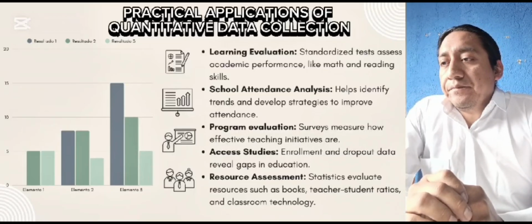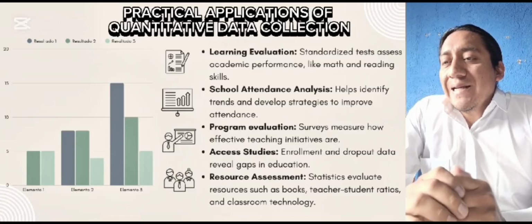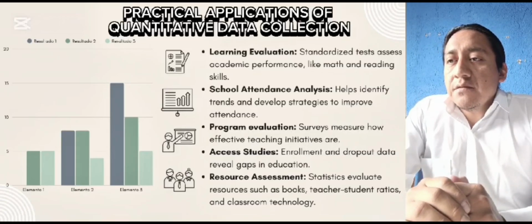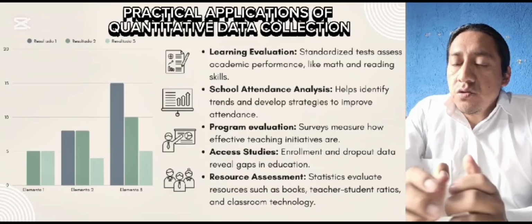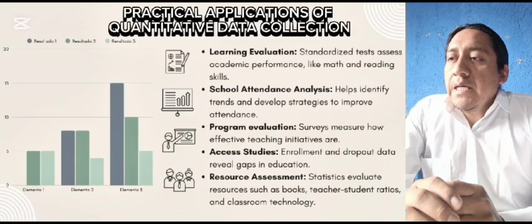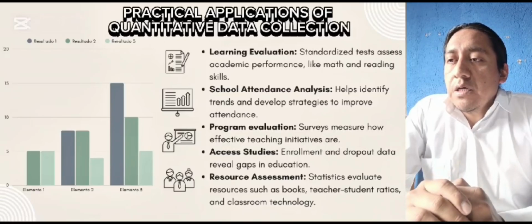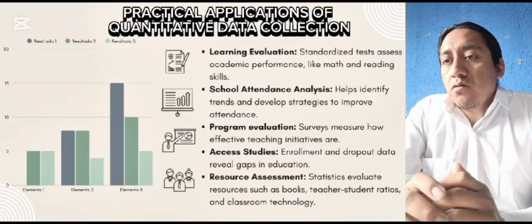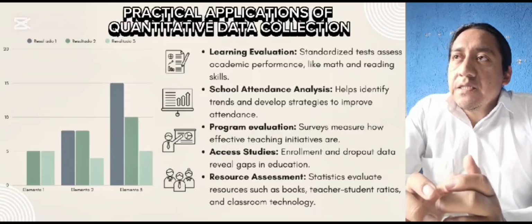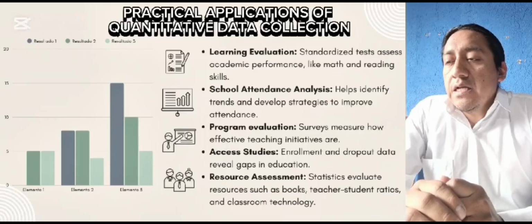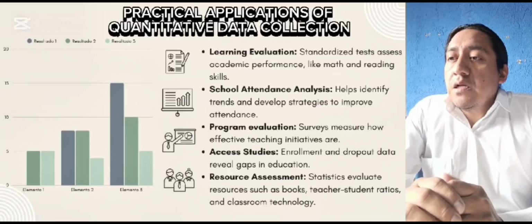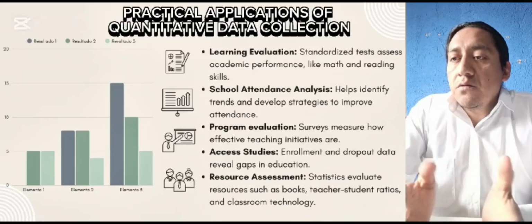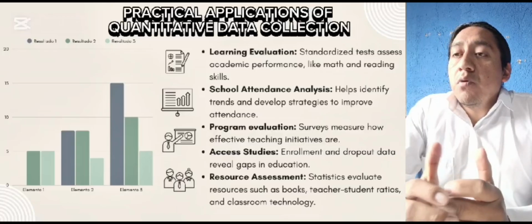Access study. By analyzing enrollment rates and dropout statistics, educational institutions can uncover inequalities. For example, it is possible to identify if specific groups of students experience difficulties in accessing quality education, which can be used to guide policy change.